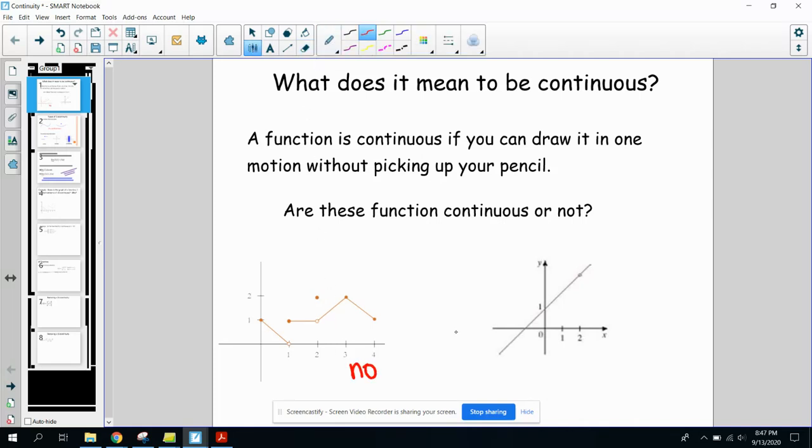Okay, so for the second one, it looks like it's continuous because it's a straight line, but if you look closely, there's a little open circle, and technically you go to the circle, you jump over it, and you come out the other side since it's an open circle. So this is also not continuous.